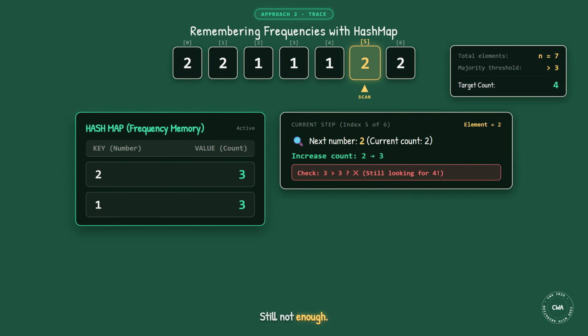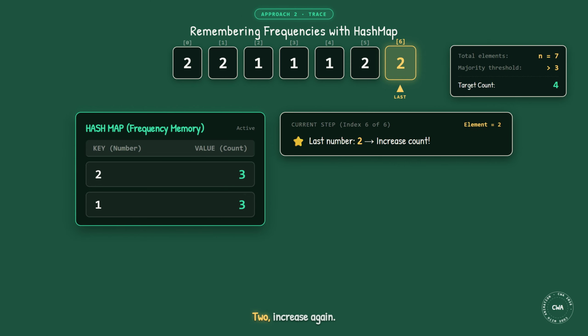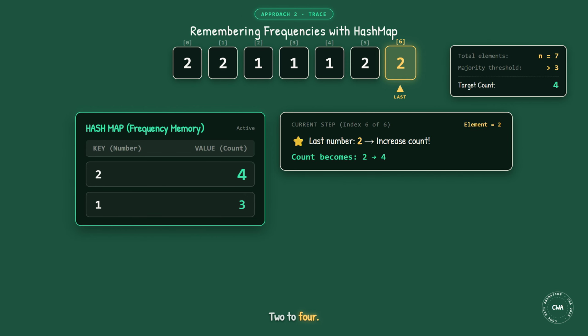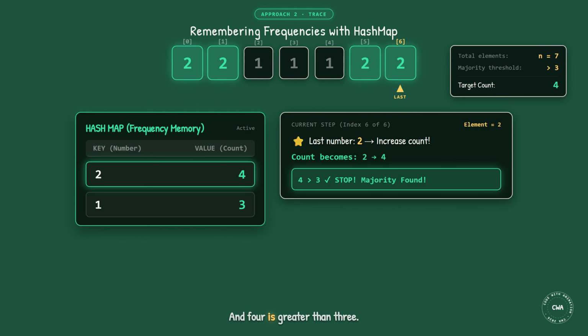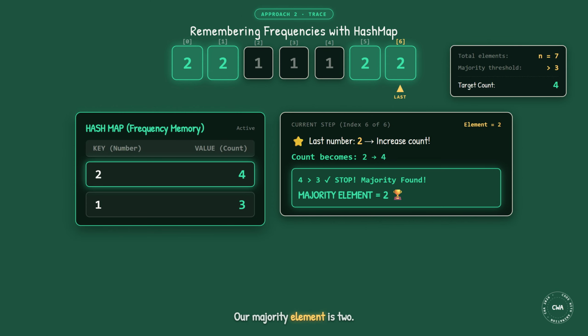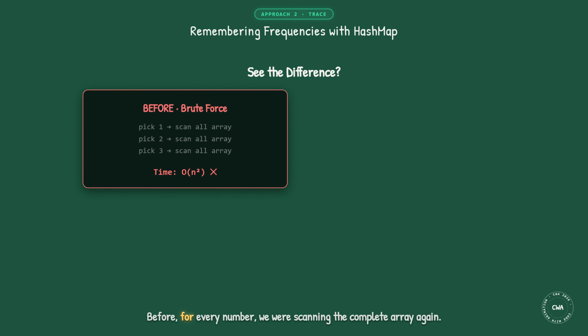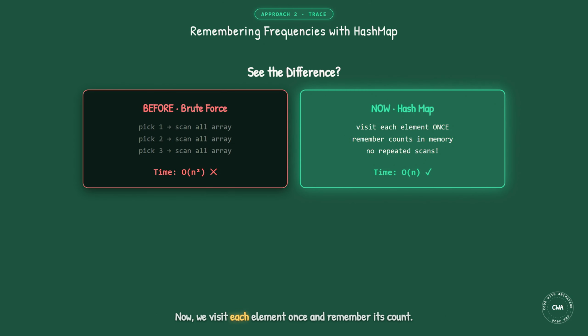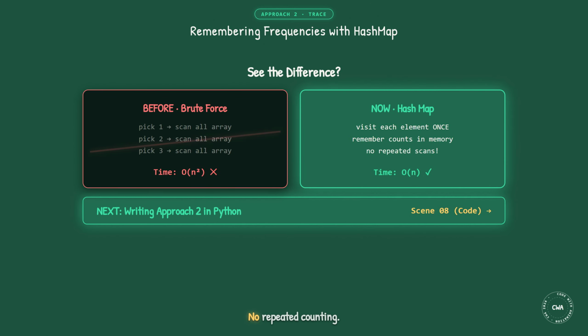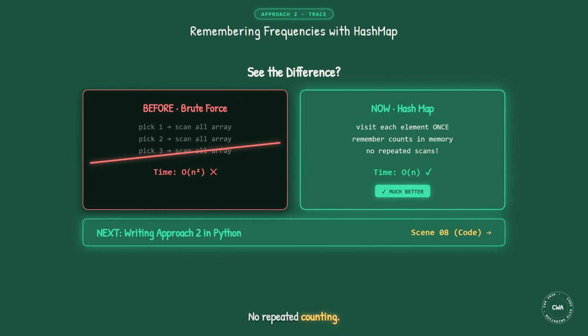Still not enough. Last number, 2. Increase again. 2 to 4. Now {2: 4, 1: 3}. And 4 is greater than 3. So we can stop. Our majority element is 2. See the difference? Before, for every number, we were scanning the complete array again. Now, we visit each element once and remember its count. No repeated counting. Much better.